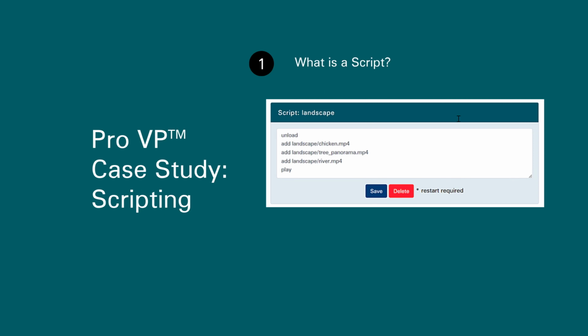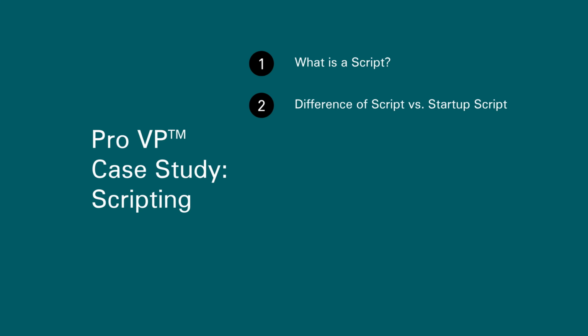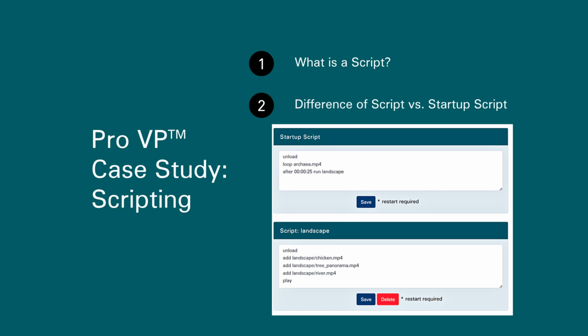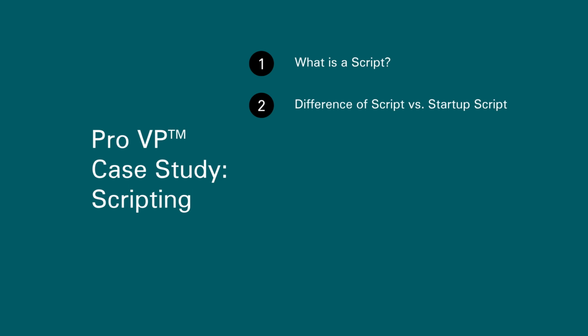A script is comparable to a playlist on ProVP. What is the difference of a script versus a startup script? The startup script is always played on ProVP after a new power cycle, a restart command, or a reboot of ProVP. A script on ProVP will only be played if it is triggered externally, giving a lot of freedom for many show control scenarios, or simply triggered from the startup script of ProVP itself.